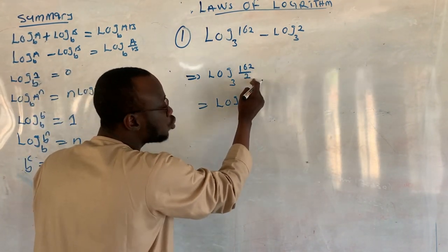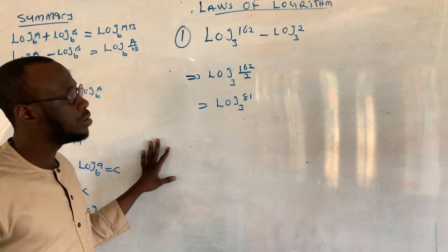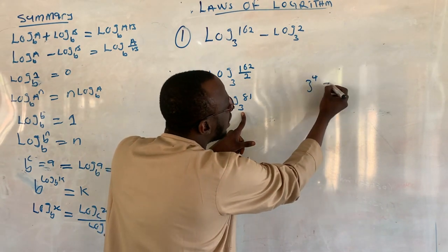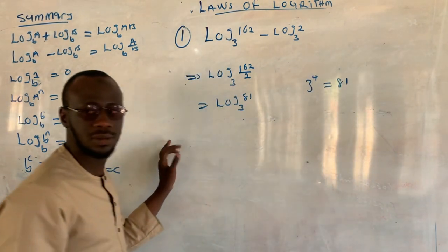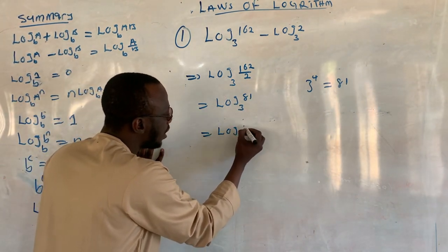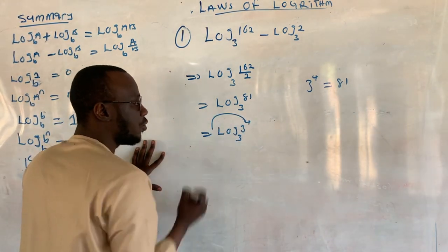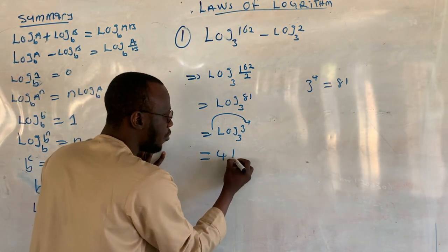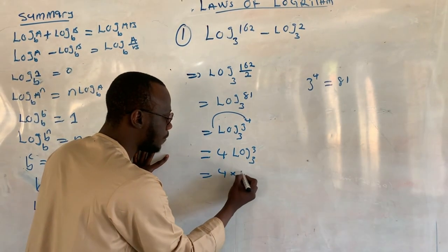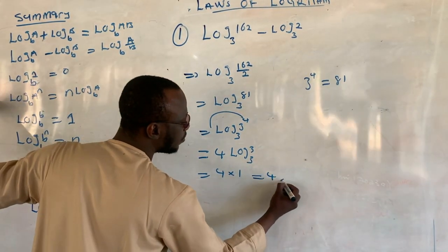Which equals log 81 base 3, since 162 divided by 2 is 81. Remember that we have base 3. This means that 3 to the power of 4 gives rise to 81. So we say log 3 to the power of 4 base 3. This 4 comes down again, so we have 4 log 3 base 3, which is equivalent to 4 times 1, since the same number and base equals 1, which equals 4. This is our answer.